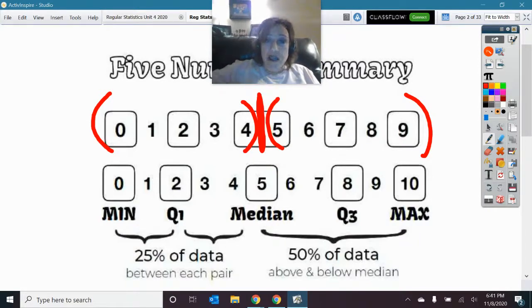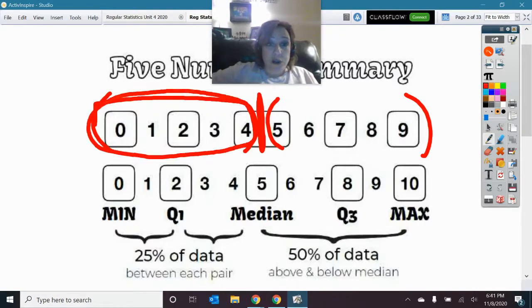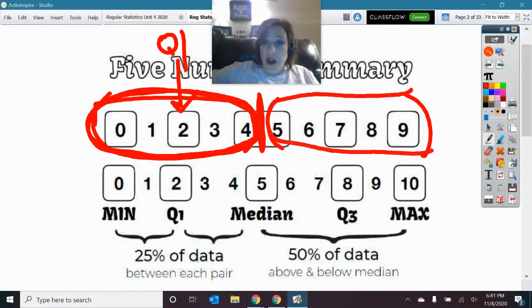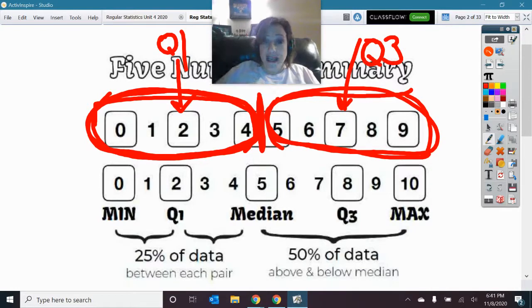Okay. But then here's how you get Q1. Q1 is essentially the median of the bottom half. So if you take a look at these 5 numbers down here, 0, 1, 2, 3, 4, that's 5 numbers, then the middle of that would be this right here. So our Q1 is basically the median of that lower half. Likewise, if you have this upper half, Q3 is going to be the median of the upper half. And so that is how you get your quartiles.